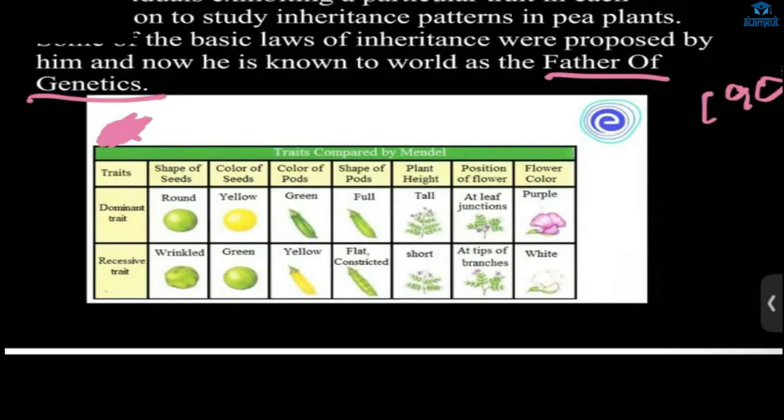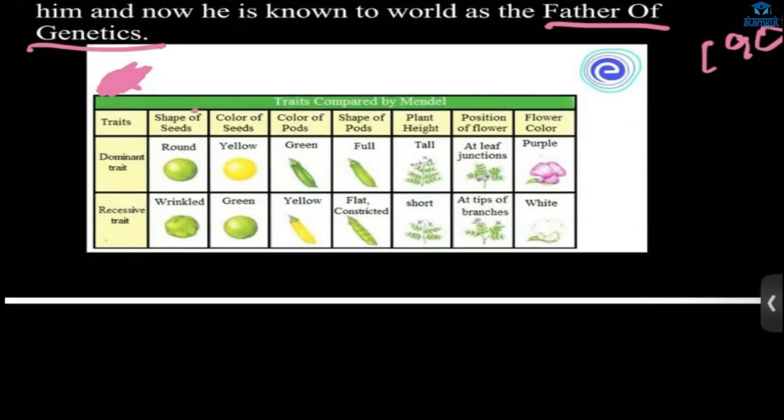Okay. So let's see the traits. Now, shape of seed. He selected seven characters. He experimented on Pisum sativum.